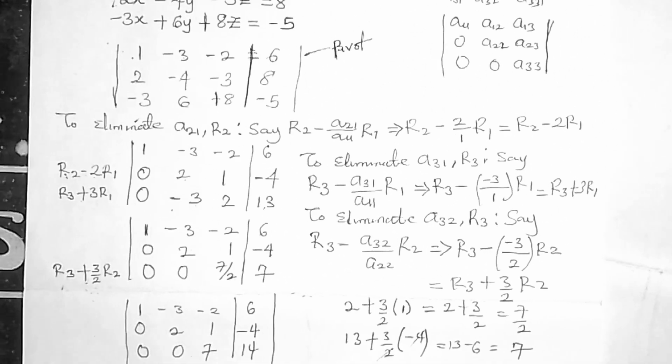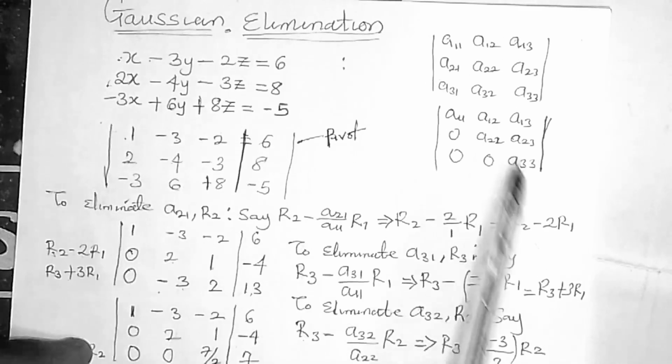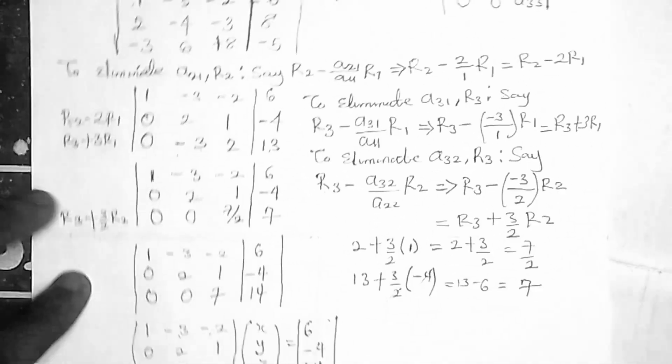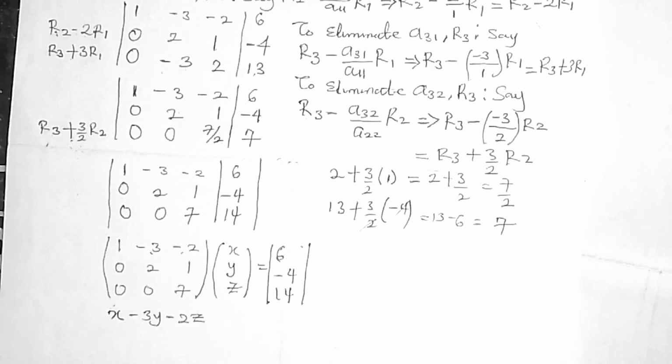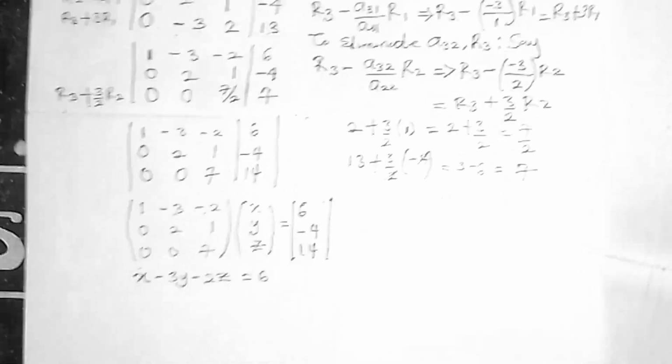Now if you look at our pivots from the example, what is our pivot from the example? X minus 3y minus 2z equals to 6. You can see that it is not changing also. So your pivot will not change. Do you get that now? Your pivot will not change. Then equal to what? 6. Then what is the next one?